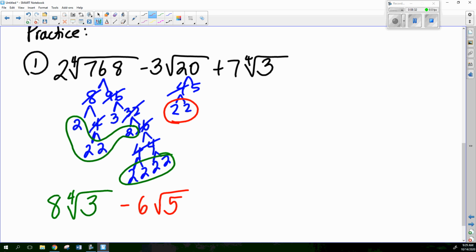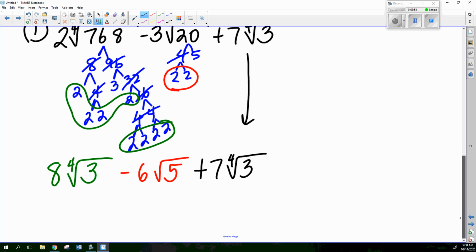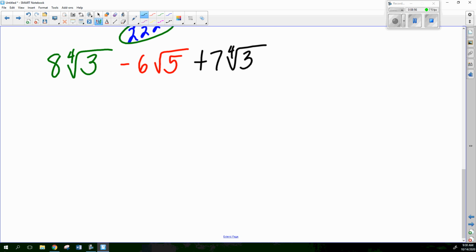All right, and then the last one, what do you notice about that one? The number inside is already prime, so I don't have to do anything with that one. I'm just going to bring it straight down so I can add. Okay, now I need like terms.